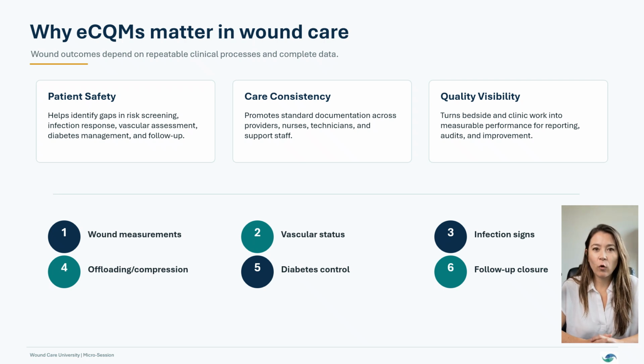eCQMs matter because they give organizations a way to evaluate whether key care processes are happening reliably. They also support patient safety by highlighting gaps that might otherwise remain hidden. For example, if a diabetic foot ulcer patient has no structured documentation of vascular status, the care team may still know the limb looks perfused, but the data system cannot see that clinical reasoning. If infection signs are buried in free text, the measure logic may not count the assessment. If follow up is completed but not linked properly, quality performance may look worse than actual care. The goal is to make good care visible.